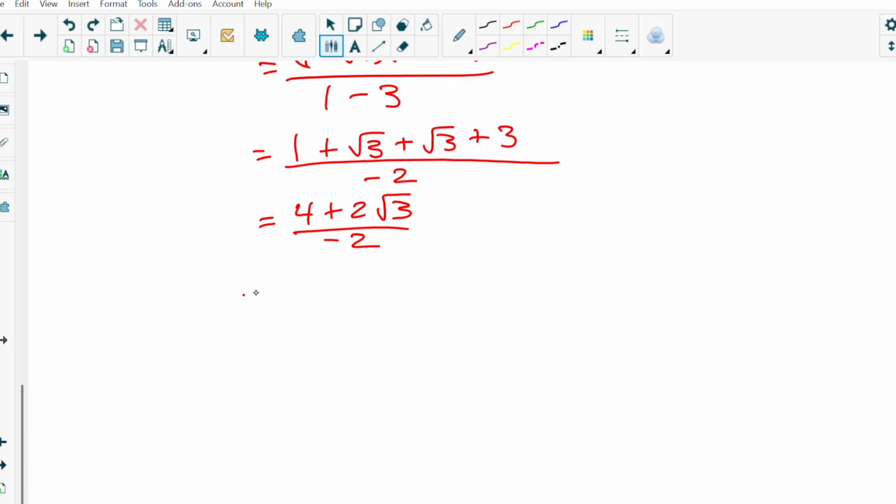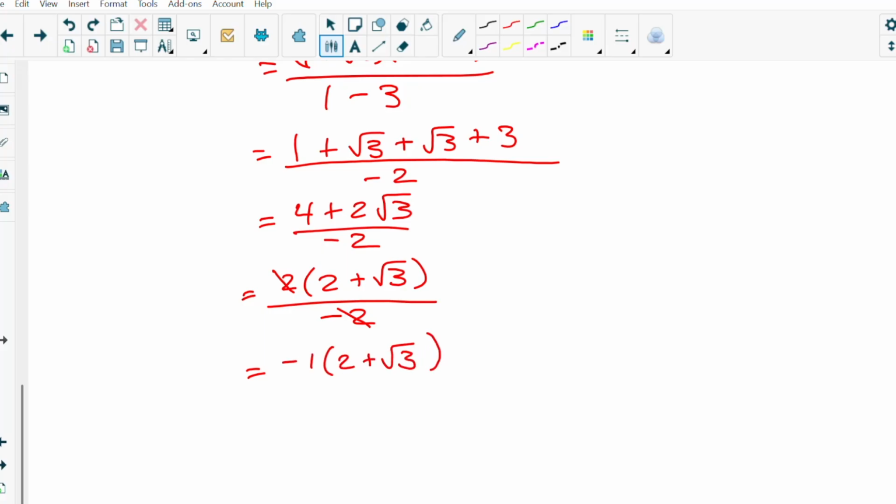Okay, I'm going to factor out a 2, so that's 2 times 2 plus square root of 3, over negative 2. 2 divided by negative 2 is negative 1, so I have negative 1 times 2 plus square root of 3, or negative 2 minus square root of 3.